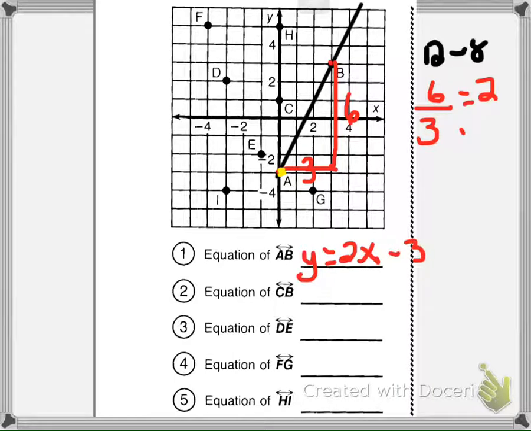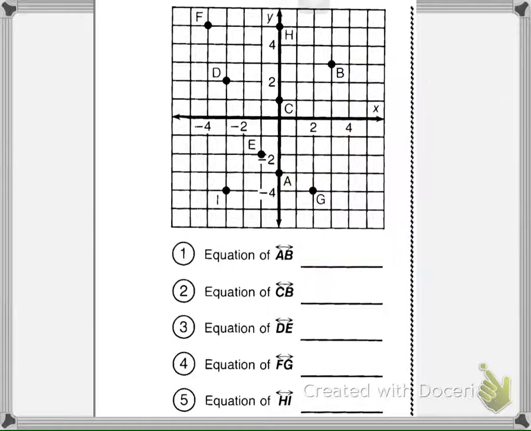Okay, so this is what I want you to do on all of these problems tonight. Now that I've shown you the first one, I would expect you to turn off the video, draw your line, put in your slope triangle, write your equation, and then turn the video back on and check. Okay, so go ahead and do 2, CB.